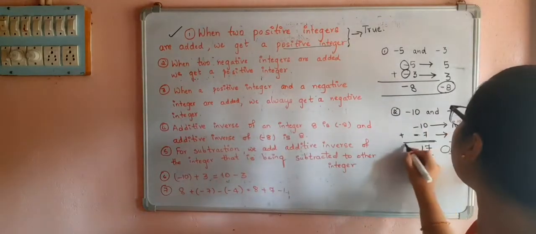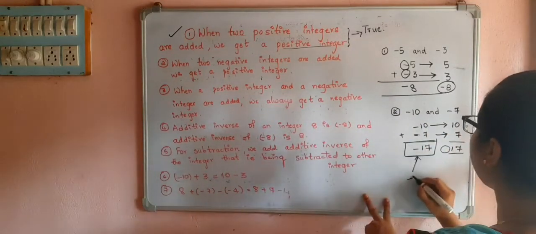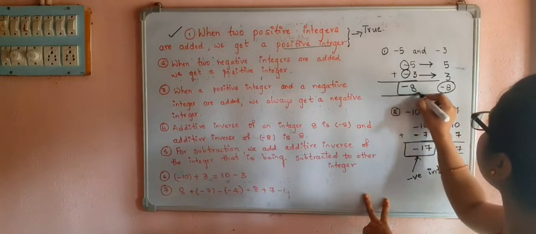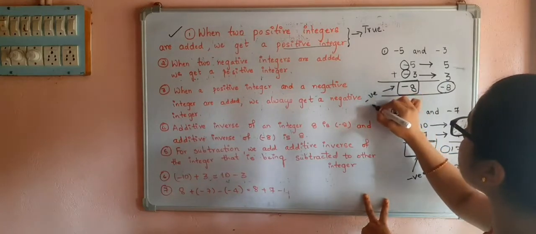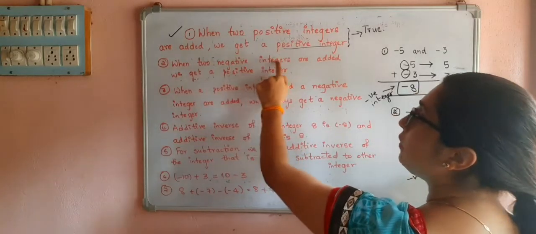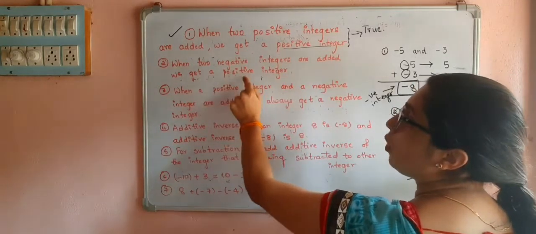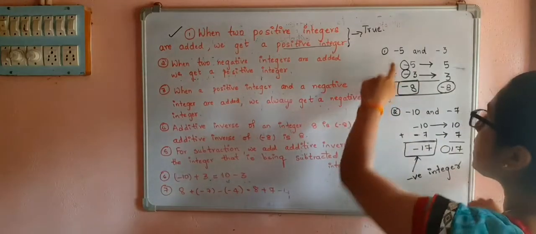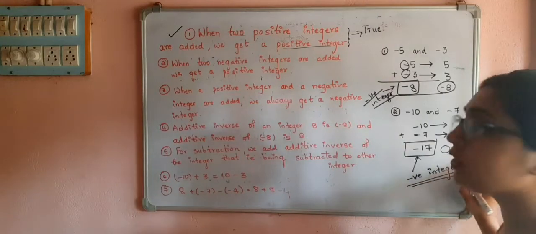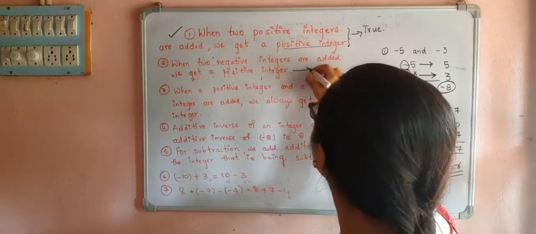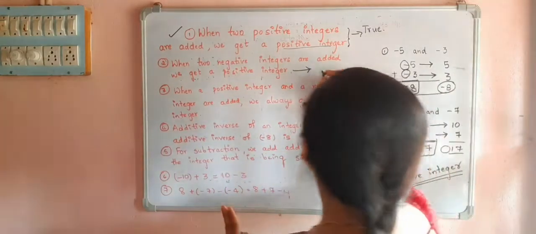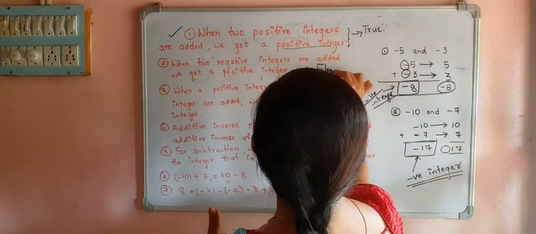So we are getting a negative integer. Here they have mentioned that when two negative integers are added, we get a positive integer. No. In the first example we got a negative integer, and in the second example also we got a negative integer. So we will never get a positive integer when two negative integers are added. So this statement is false or incorrect.